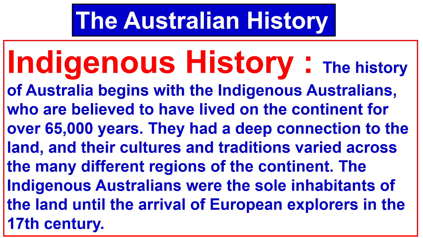Indigenous history. The history of Australia begins with the indigenous Australians, who are believed to have lived on the continent for over 65,000 years. They had a deep connection to the land, and their cultures and traditions varied across the many different regions of the continent. The indigenous Australians were the sole inhabitants of the land until the arrival of European explorers in the 17th century.